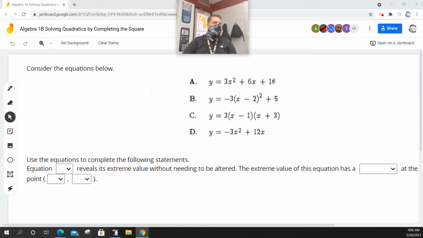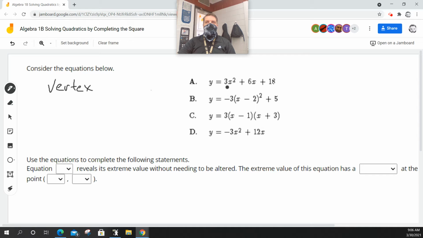All right, so now this one, it says select the correct answer from the drop-down menu. Use the equations to complete the following statement. One of these equations reveals its extreme value without needing to be altered. So the extreme value in a quadratic equation is really the minimum or the maximum, right? So it's the vertex. One of these will tell us what the vertex is.